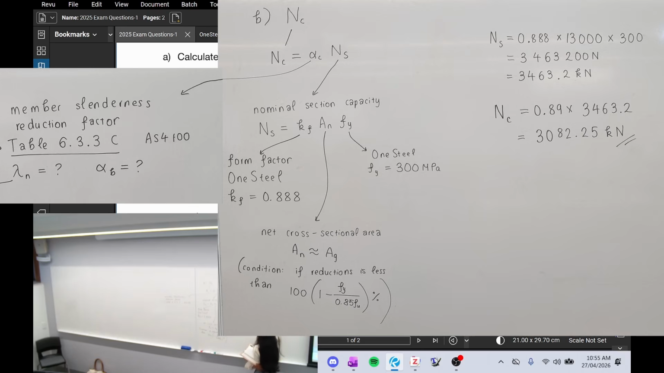times An, which we'll take as Ag, which we had from one steel before, was 13,000, and Fy, again from one steel, is 300 MPa. So this is equal to 3,463.2 kilonewtons. So this is your nominal section capacity, the first part of the formula that we need.